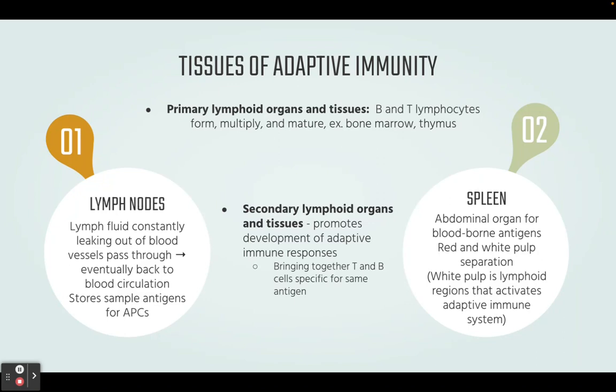And two key secondary lymphoid tissues are the lymph nodes. So when you have lymph fluid constantly leaking out of blood vessels to pass through, and eventually it comes back into blood circulation. It also stores sample antigens for APCs, which are antigen-presenting cells. It's a certain type of cell that activates the adaptive immune system. And then the spleen is also the other key secondary lymphoid tissue. So that's in your abdomen, and it's for more blood-borne antigens. There's a separation between red and white pulp. So the white pulp is the lymphoid region that activates the adaptive immune system.